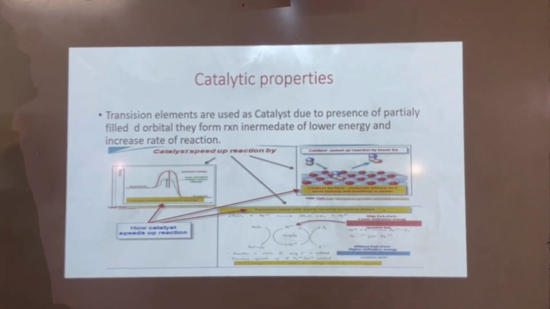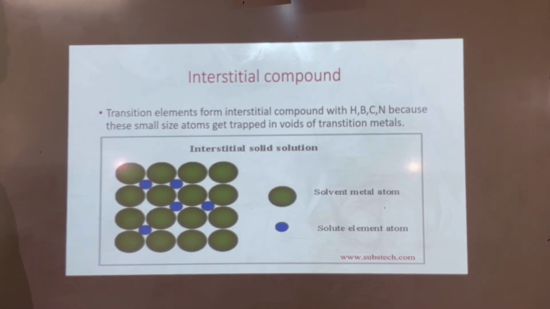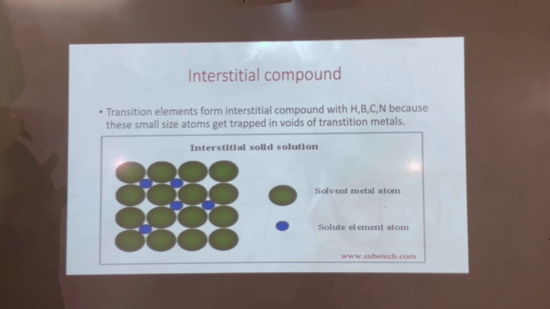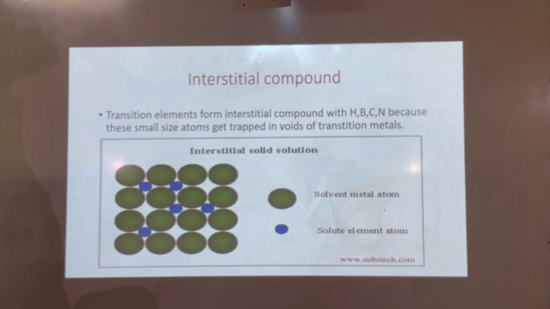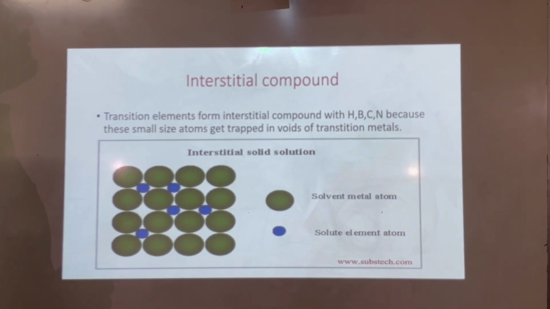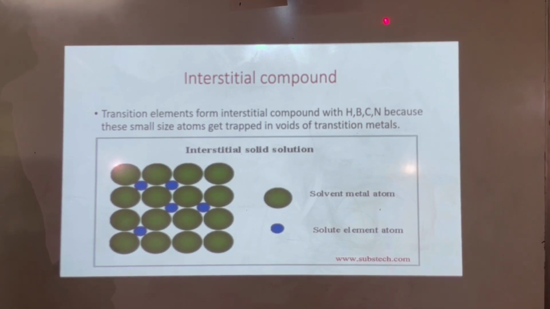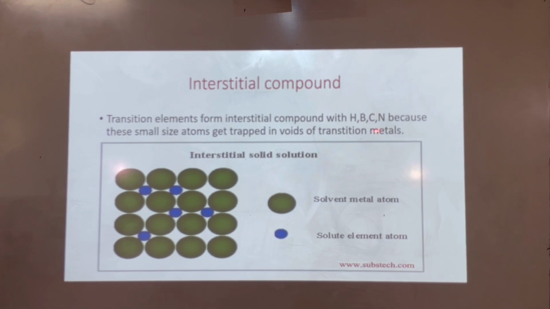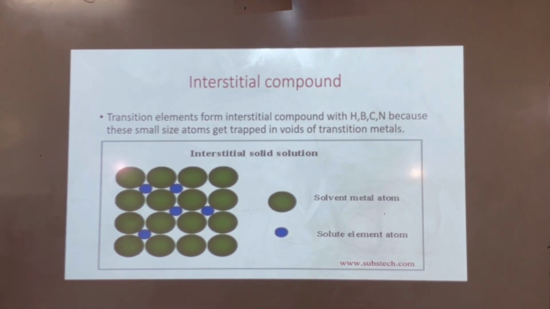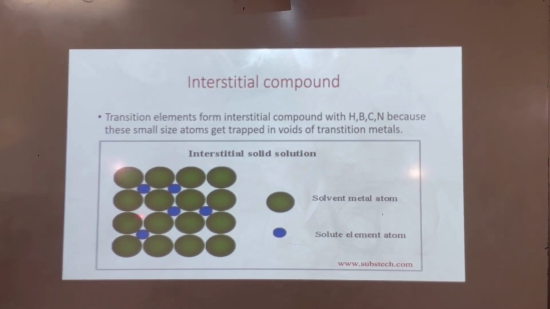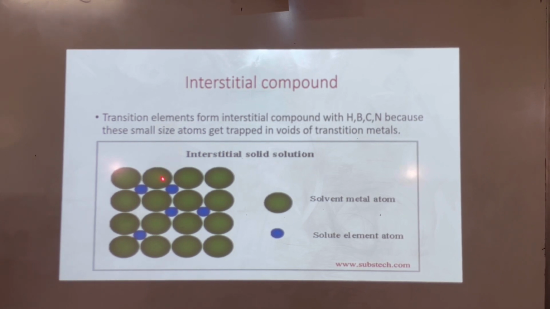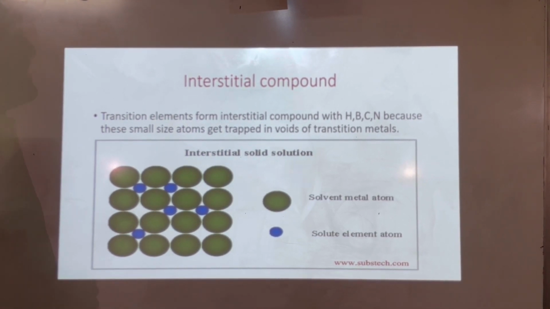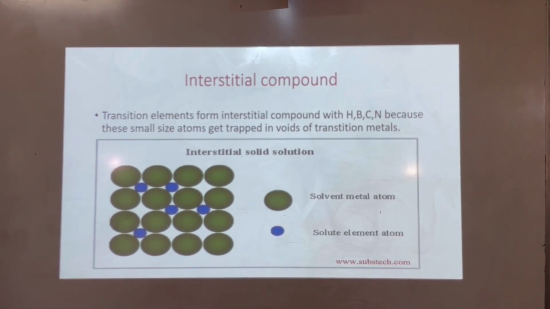Next property, interstitial compounds. Transition elements form interstitial compounds with small elements like hydrogen, boron, carbon and nitrogen. Because these are small elements, they get trapped in the vacant spaces present between the transition element atoms. That's why they form interstitial compounds.